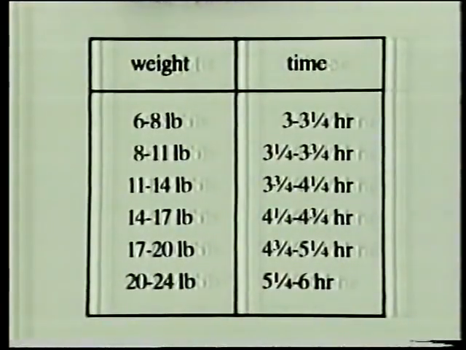This one also gives a table, but it doesn't give the same answer. For a 17 to 20 pound bird, the cooking time it gives is 4 3/4 to 5 1/4 hours. That's over an hour longer than the other book gives. Well, I'm going to try one more book to see if I can resolve this discrepancy.